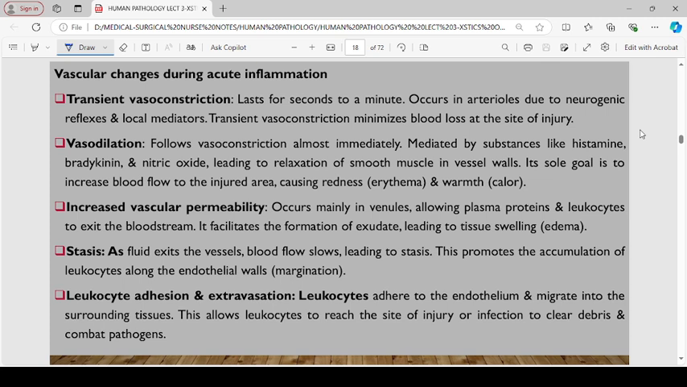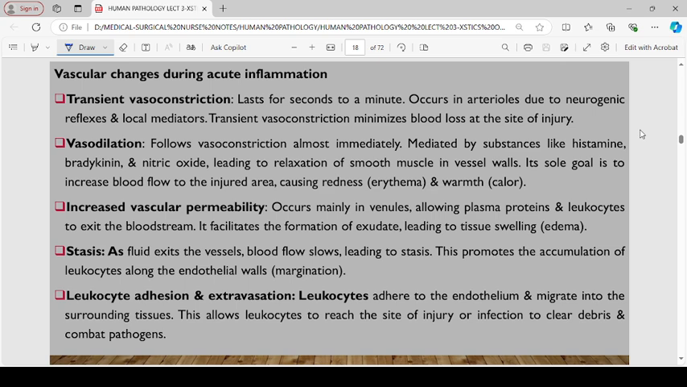So after vasoconstriction, we now have vasodilation, which normally occurs almost immediately. It's normally mediated by mediators such as histamine, bradykinin, and nitric oxide, and this normally leads to relaxation of smooth muscles in vessel walls. Its sole goal is to increase blood flow to the injured area, causing redness and warmth and promoting healing.